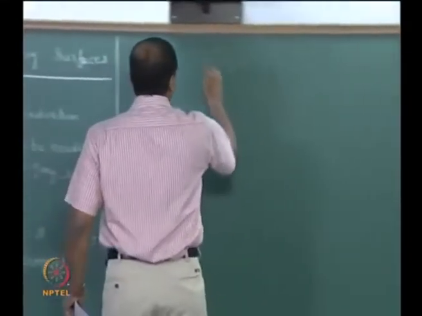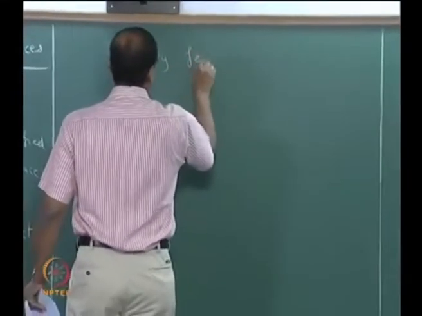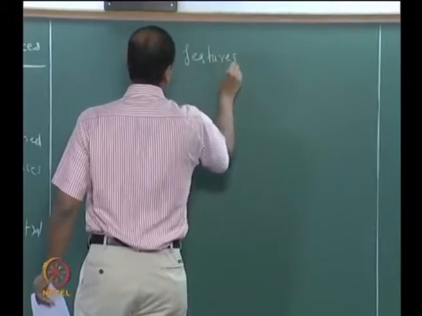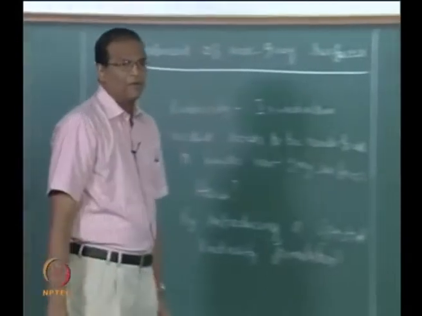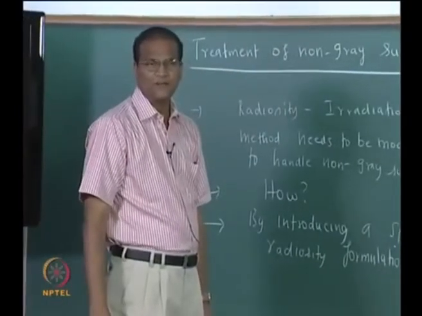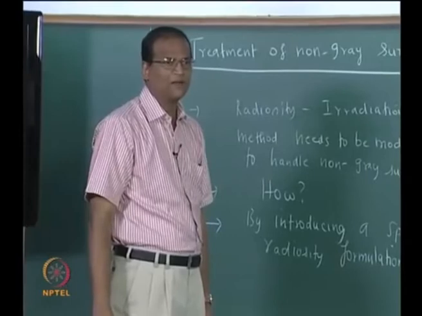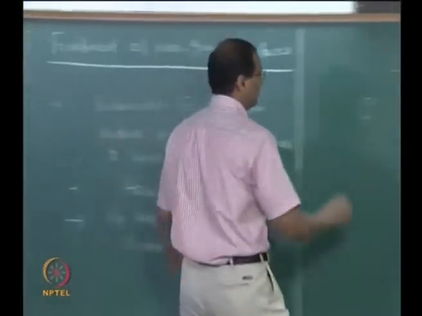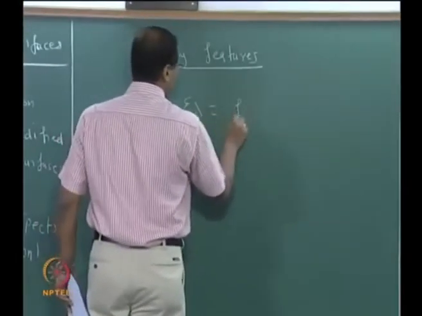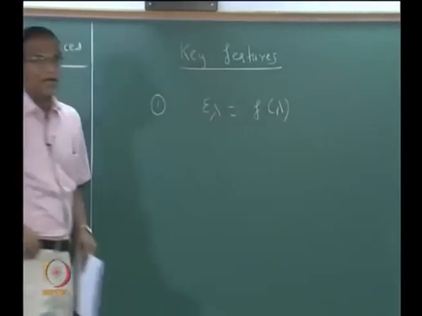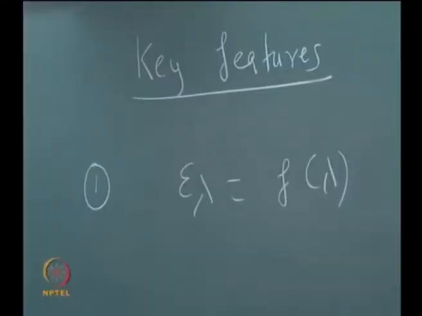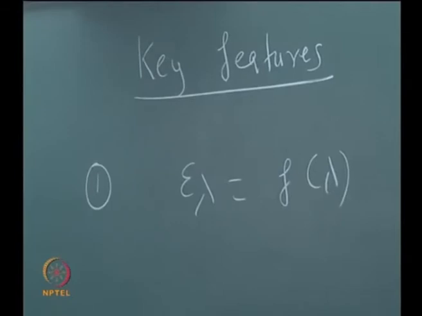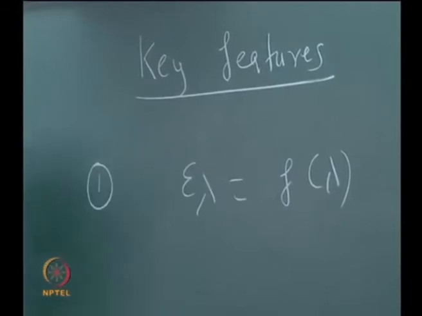What are the key features of this spectral radiosity formulation? First, epsilon lambda is a function of lambda, and needless to say, this f is known to us. Otherwise, we cannot proceed, right? So then it's an inverse problem. Okay. So epsilon lambda is a function of lambda. I know what this f is.